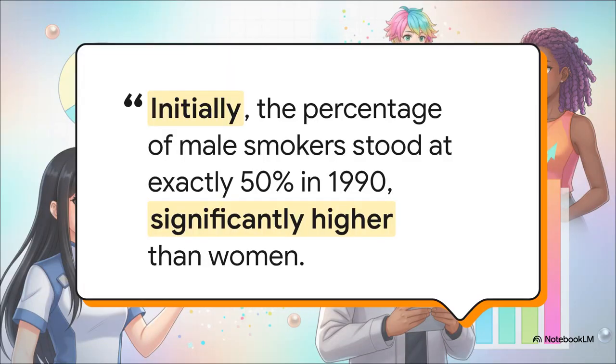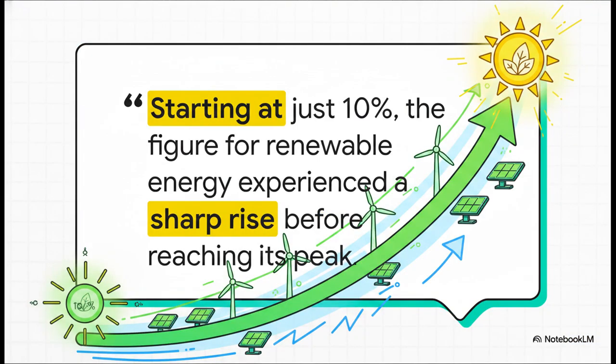Let's see how initially works in a real sentence. Initially, the percentage of male smokers stood at exactly 50% in 1990, which was significantly higher than the figure for women in the same year. Here's an example with starting at: just 10% in the first year of the period, the figure for renewable energy experienced a sharp rise before reaching its peak a decade later.